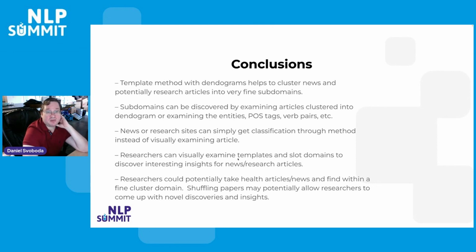So researchers can visually examine these templates and slot domains. They can discover maybe very novel insights via the linguistics that might potentially be used in news or specifically research. So as mentioned, researchers can take the health articles in news, such as in cancer.gov or other more formal sites like the New England Journal of Medicine, and find a cluster domain. So a researcher who has thousands or tens of thousands of papers can scan them with OCR into PDF formats, and then upload them to the algorithm, which would then automatically classify them into a given slot, which they can then examine on their own and see if there would be any novel insights for their own research and their own papers.